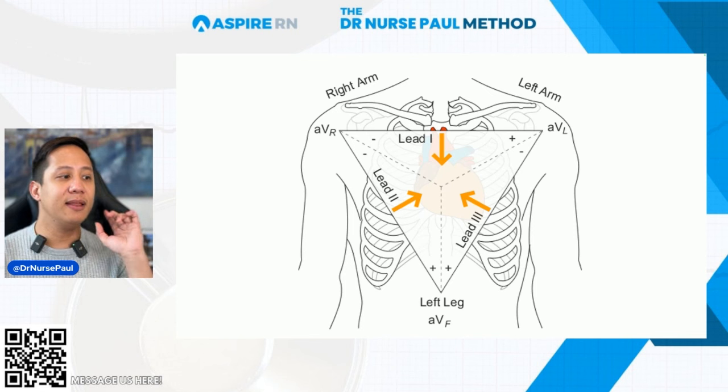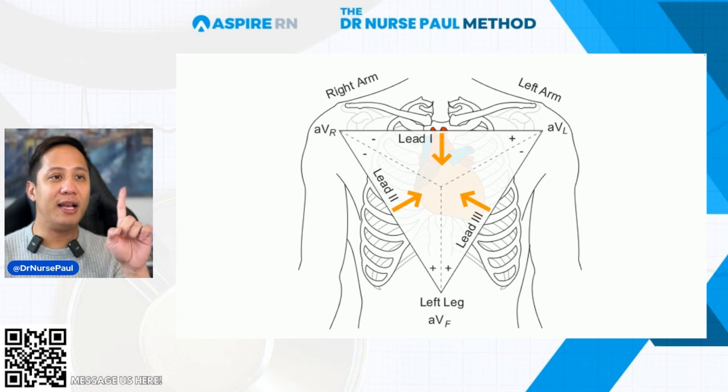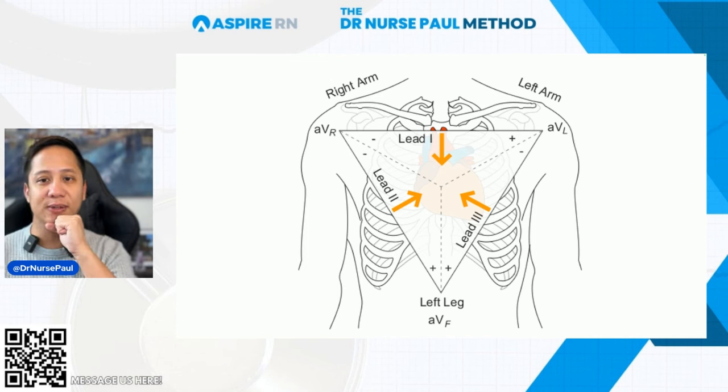Again, leads V1 and V2. What am I looking at? Just use the letters S-A-L-I. V1, V2. What part of the heart am I looking at? Septum, right? Letter S.